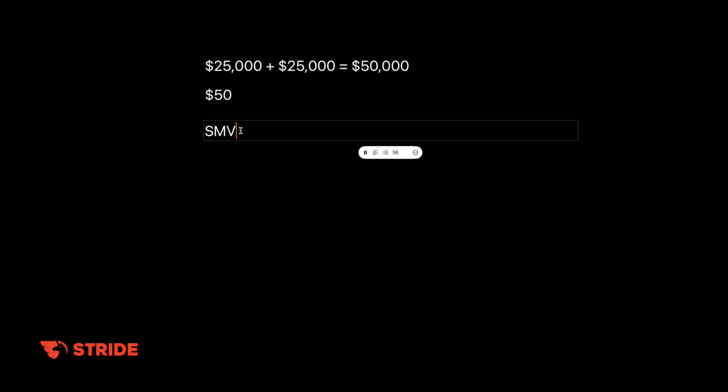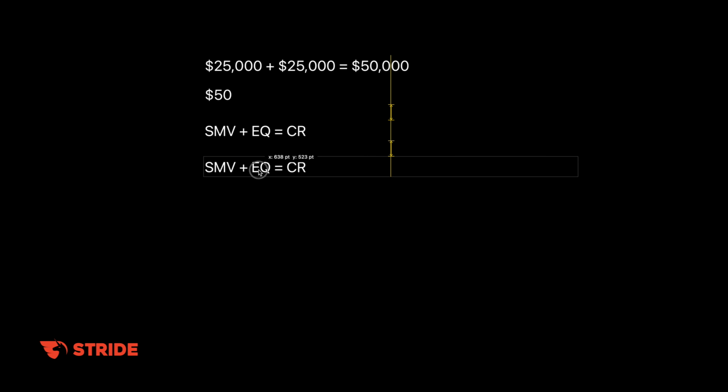Short market value plus equity equal credit balance. Short market value is $50,000. What's your equity? Your equity is $25,000. What is the credit? $75,000. So that's the start of everything.